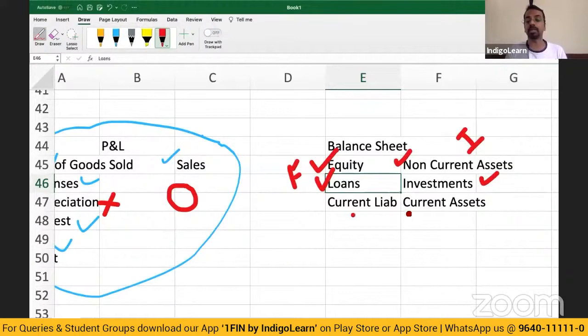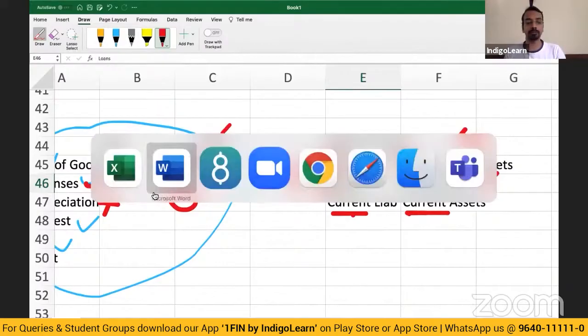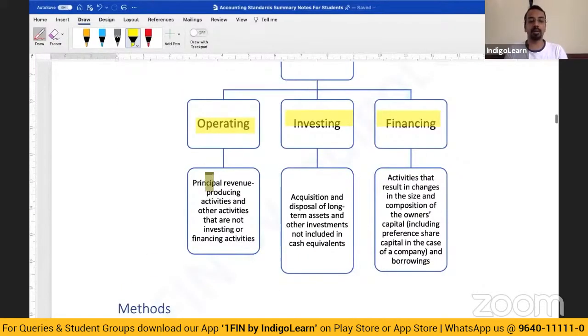Sir, then what about current liabilities and current assets? Current assets are linked to your sales, current liabilities are linked to your expenses, so these will be part of your operating activities. This gives a broad classification of items in the financial statements as far as cash flow is concerned. Okay, so what is cash flow from operating? Those which are principal revenue producing activities and other activities that are not investing or financing activities. So if something does not fall in the investing or financing activities, that also falls under operating activity.